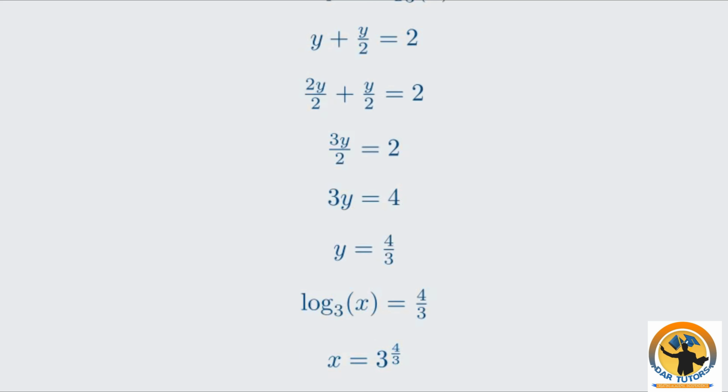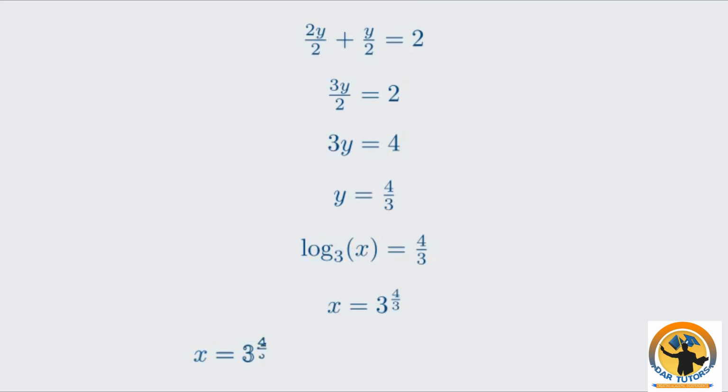If we need a decimal approximation, we can use a calculator. 3 to the power of 4 over 3 is approximately 4.3267. Rounding to 3 significant figures, we get 4.33. This example demonstrates the power of the change of base rule in simplifying and solving equations with different logarithmic bases.